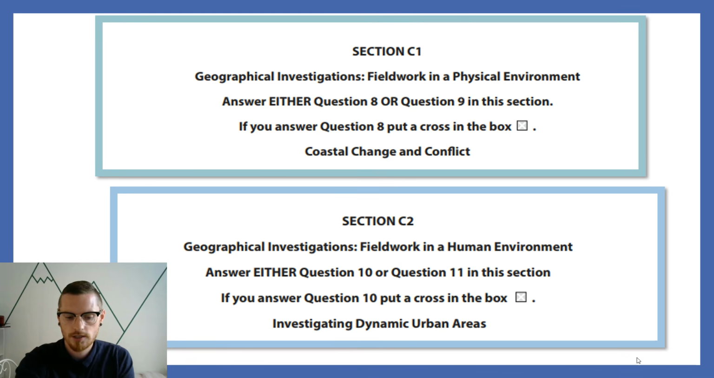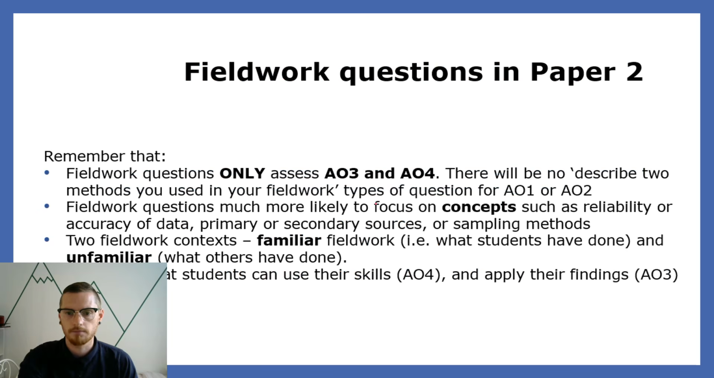So we're going to do two sections, C1 and C2. Again, my geographers, question 9, rivers, and question 10, dynamic urban areas, Cardigan Valley and Nuneaton. Now, the fieldwork questions only assess AO3 and AO4, so there's no AO1 or AO2. What that means is these questions are not about just describing two methods you used in your fieldwork. It's not going to be, tell me two things you did. It's going to be more, why did you do that? It's more about showing your application of knowledge and your skills.